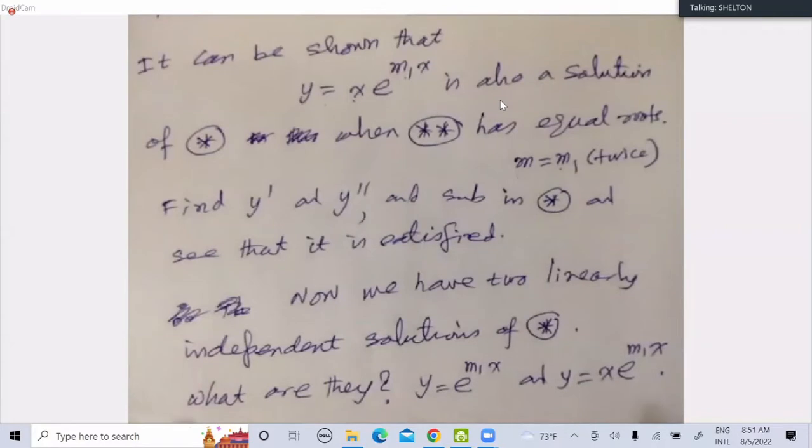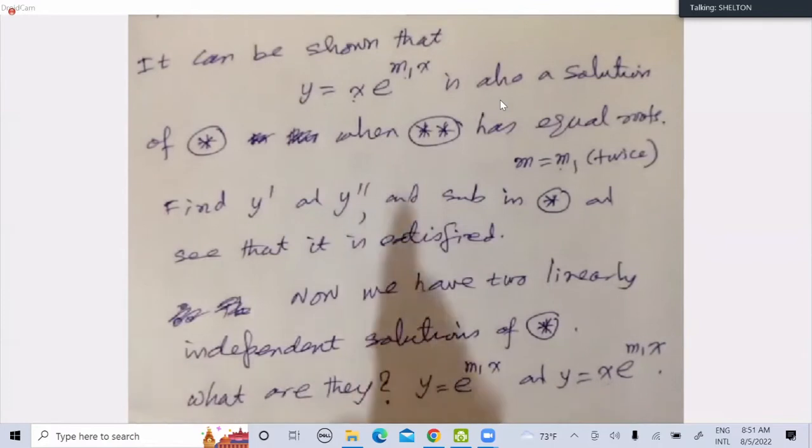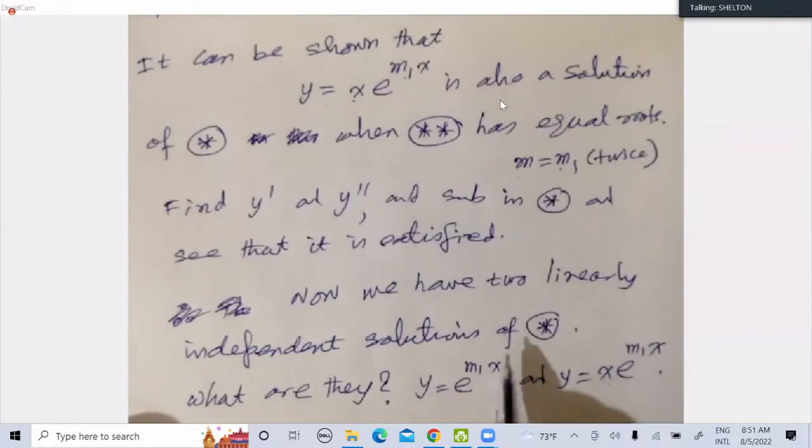I proved this one is a solution in the theory part. For the second one, when the quadratic equation has equal roots, this will also be a solution. This is a multiple of that, but not a constant multiple. A constant multiple is like a number times that. So these two are linearly independent solutions. x e to the m1x cannot be obtained by multiplying the first by a constant. You have to multiply by x. Constant multiple is just a multiplication by a number.